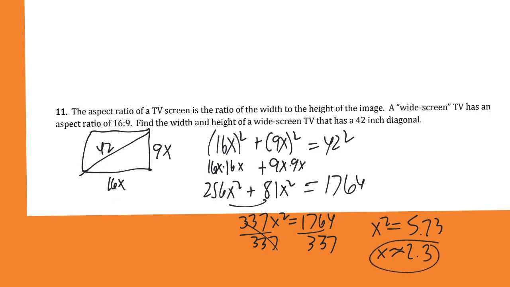Okay, so if I take x as 2.3 and I put it back in our problem, 16 times 2.3, and also 9 times 2.3, I'm going to get the lengths to actually be 36.8. And this right here will be in inches. And this will be 20.7 inches. Okay, so that's how you do this question.